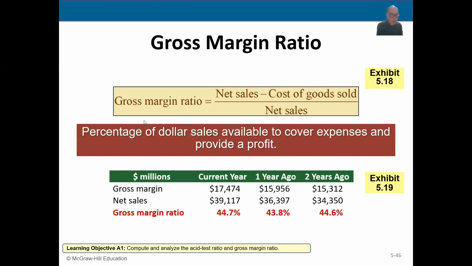And one of the other ratios I want you to know is called the gross margin ratio. Love this ratio because it tells us how many dollars we would expect to have in profit from our sales. So we take sales minus cost of goods sold, divided by sales. That gives us the gross margin ratio. Of course, the higher the better.